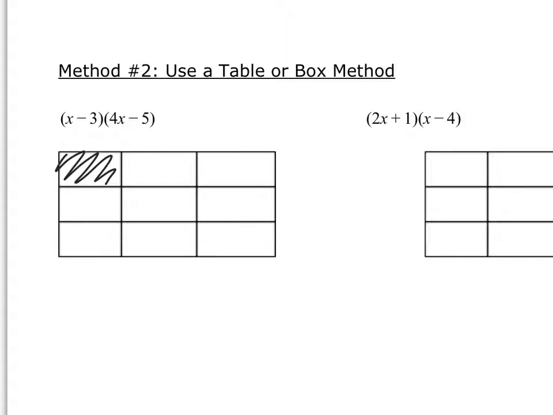So what I'm going to do is take that first binomial, x minus 3. I'm going to put each term in a box at the top. So I have x and then minus 3. So each term goes in a box. And then I'm going to do the same with the second term. I have 4x minus 5, so I'm going to put one term in each box.